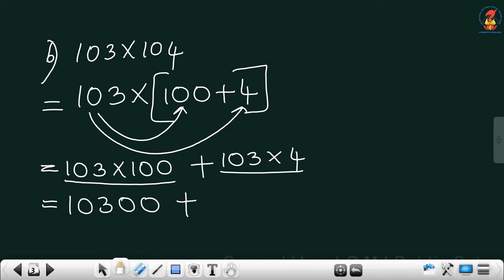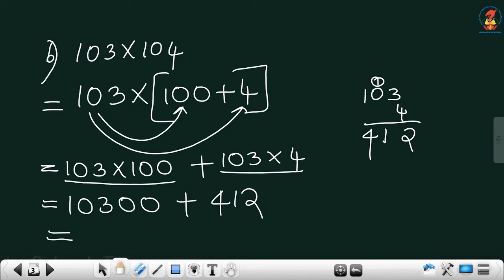Now, plus 103 into 4. What is the answer? Do the multiplication. 103 into 4. 4 3s are 12. 1, 1, 4. What is the answer we got? 412. Now you add it. 10,300 plus 412. What is the answer? 10,712. So instead of doing the long multiplication, you got the answer very quickly. Clear?